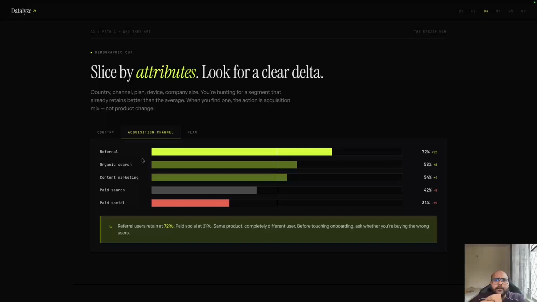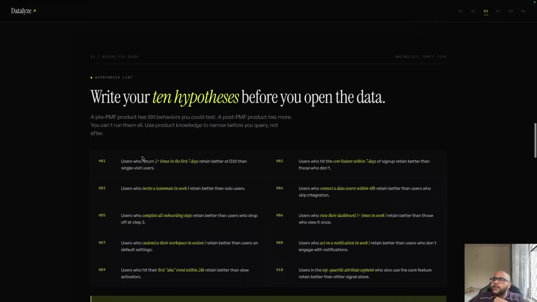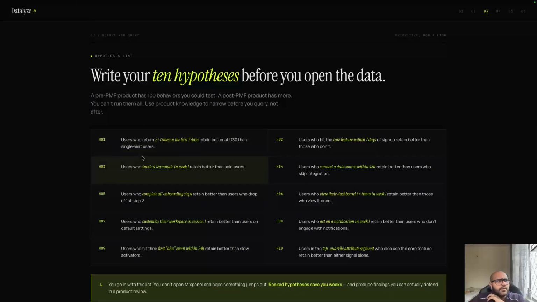The second part is actually the tougher part, which is, you've looked at demographic data, but now you actually want to go ahead and look at what people are doing in the app, right, after signing up, that's maybe getting them to a good retention or a bad retention at day 30 or after day 30, right? And why is that tough? Because if you're a pre-PMF product or a post-PMF product, you could have like 100 different behaviors, right? Because user behavior is very, very complex and random.